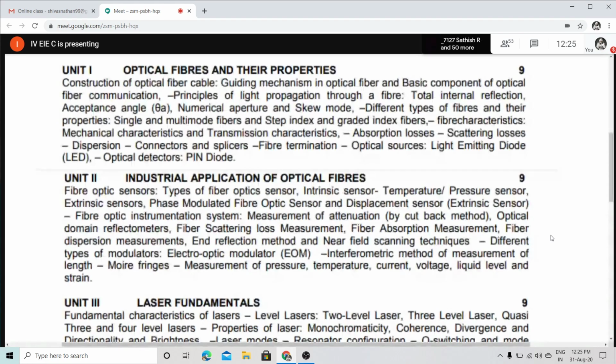So industrial application of optic extensive types of fiber optic sensors. Clear? Okay. Now we will get back into the topic.